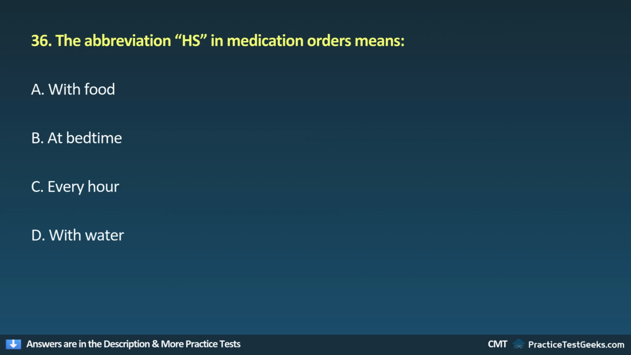36. The abbreviation HS in medication orders means: A. With food. B. At bedtime. C. Every hour. D. With water.